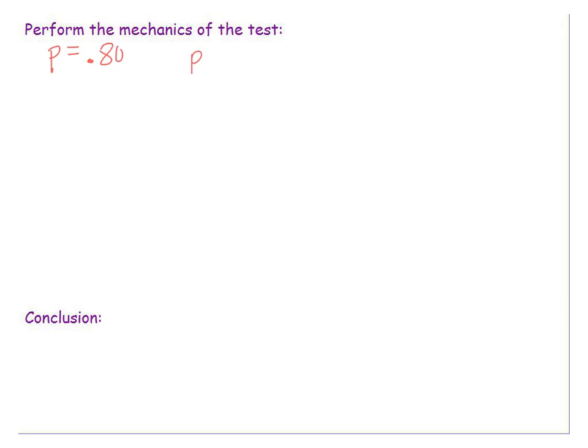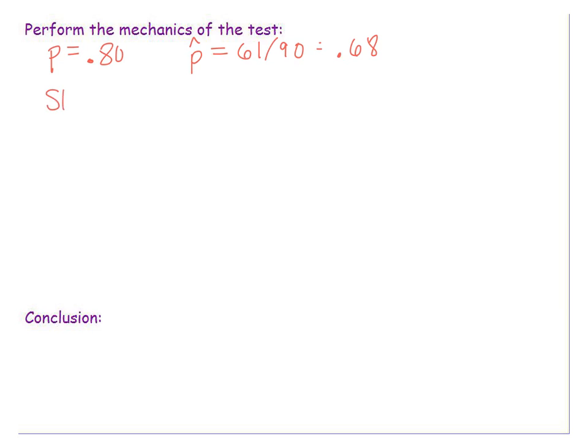We also need to know our p-hat. Well, it didn't tell us a number, or a percentage. It told us a number. It said that 61 out of the 90 passed. And so if you take 61 divided by 90 and you round to 2 decimals, I get 0.68. So there's our p-hat.